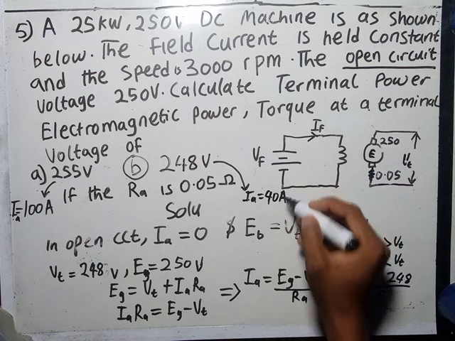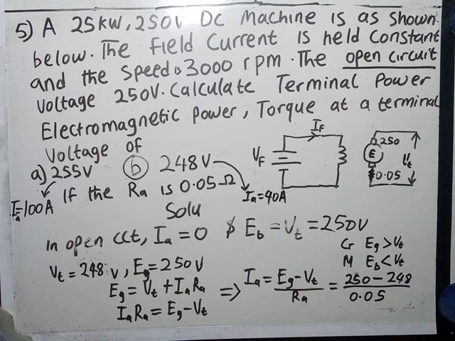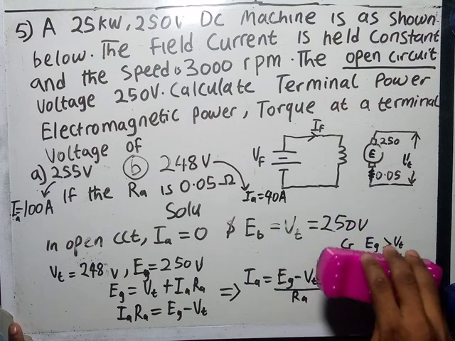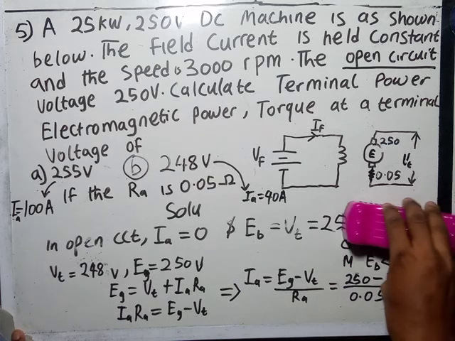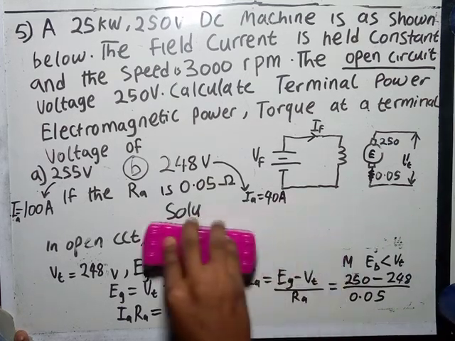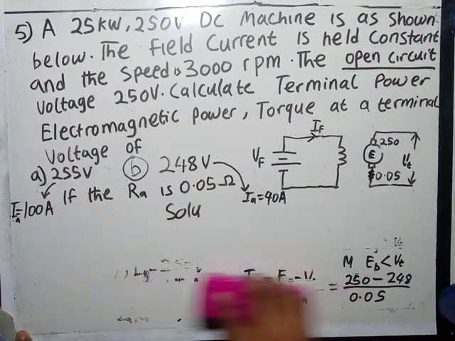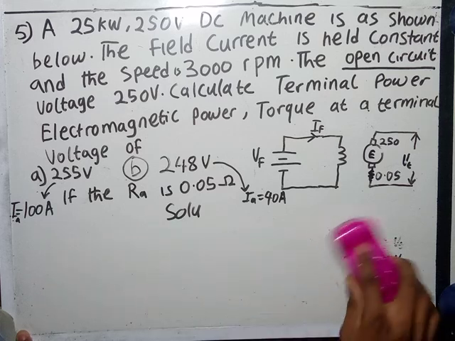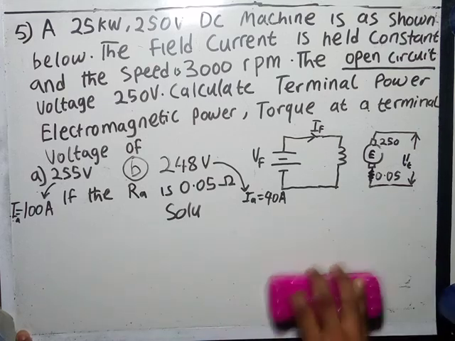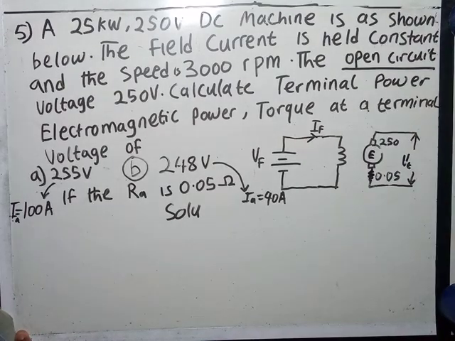40 ampere. So for each condition, our armature current differs. So now we have gotten our armature current.